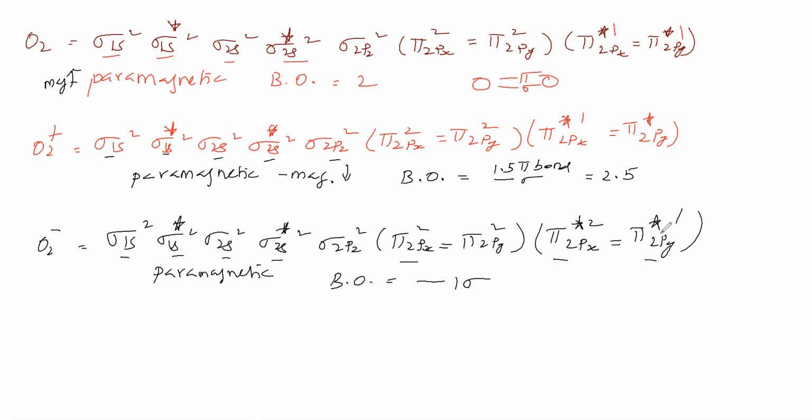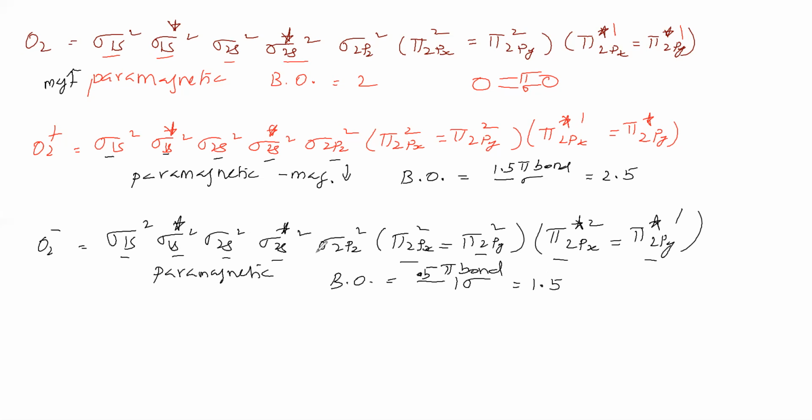Pi 2py1, this one electron, cancels one electron of pi star 2py, and the remaining one electron forms a half pi bond. Therefore, what is the bond order? 1.5 is the bond order here. In O2 minus, 1.5 is the bond order.